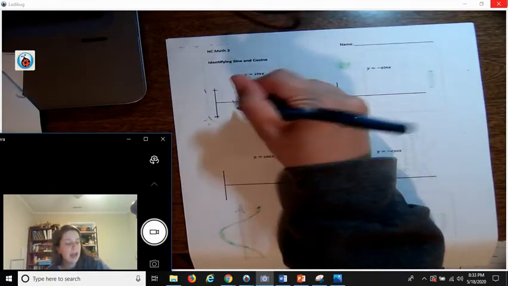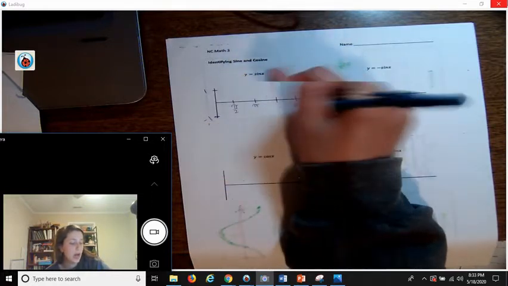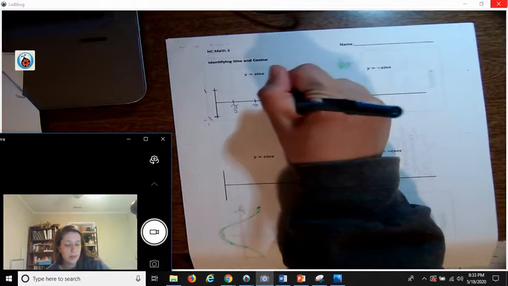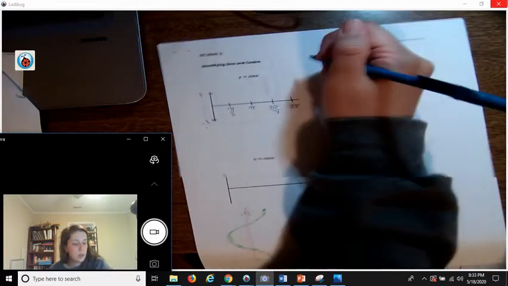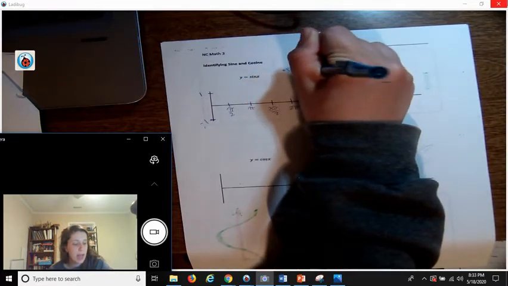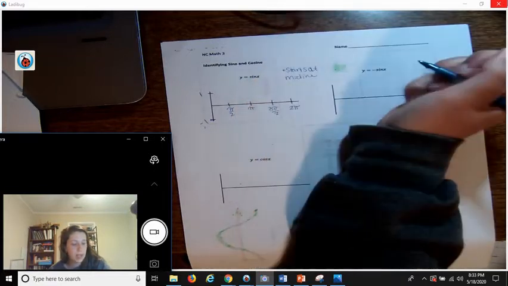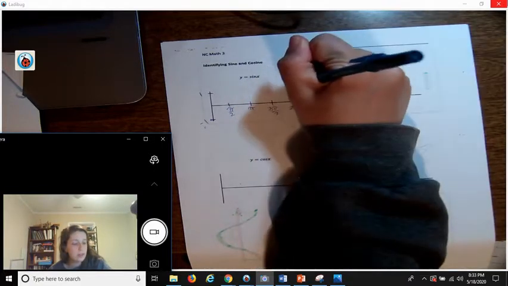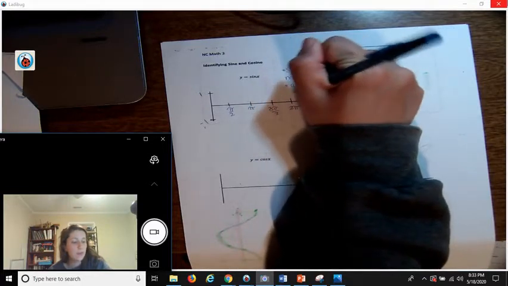Then we cut it in half again. Half of pi is pi over 2. And then halfway between pi and 2 pi is going to be 3 pi over 2. Okay, so sine of x always starts at the midline. Okay, and it goes to a max right after that.